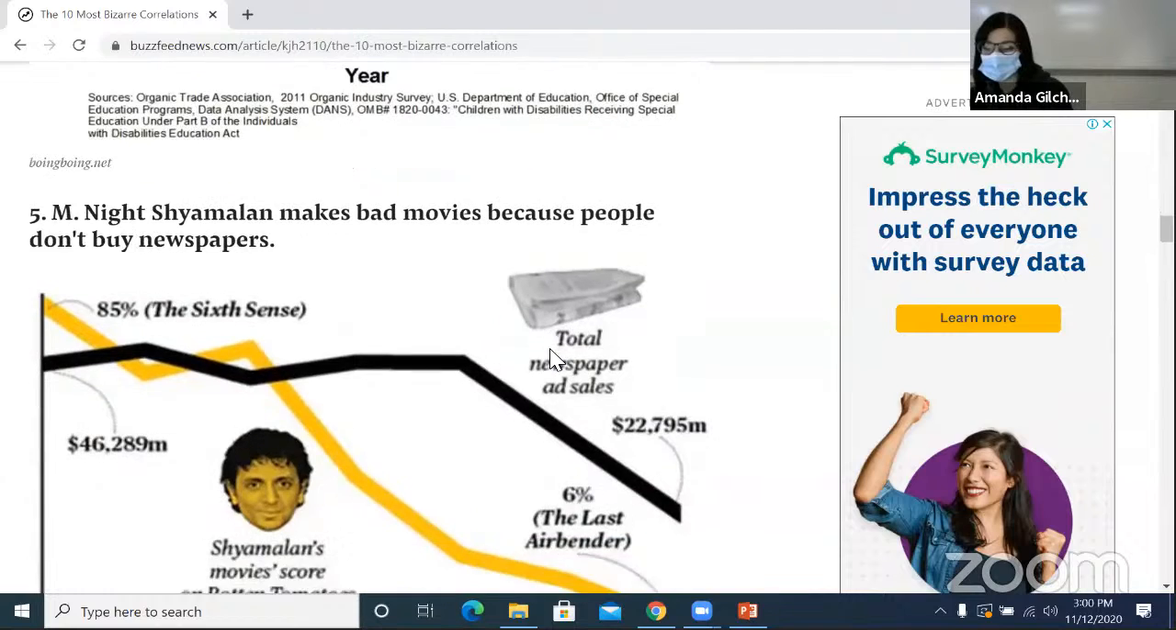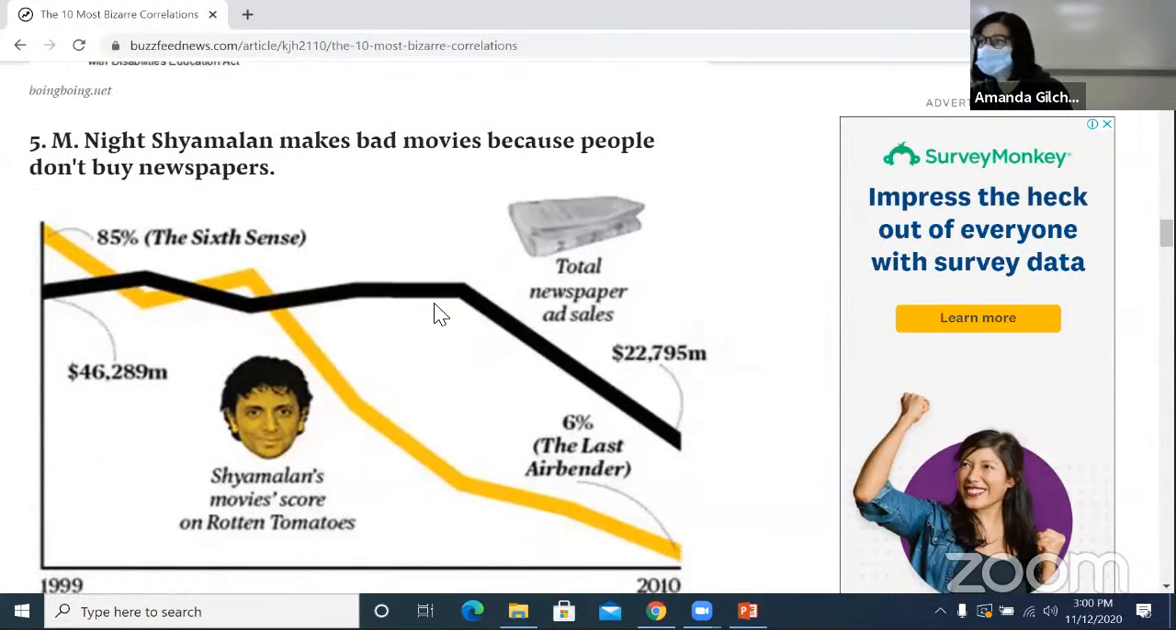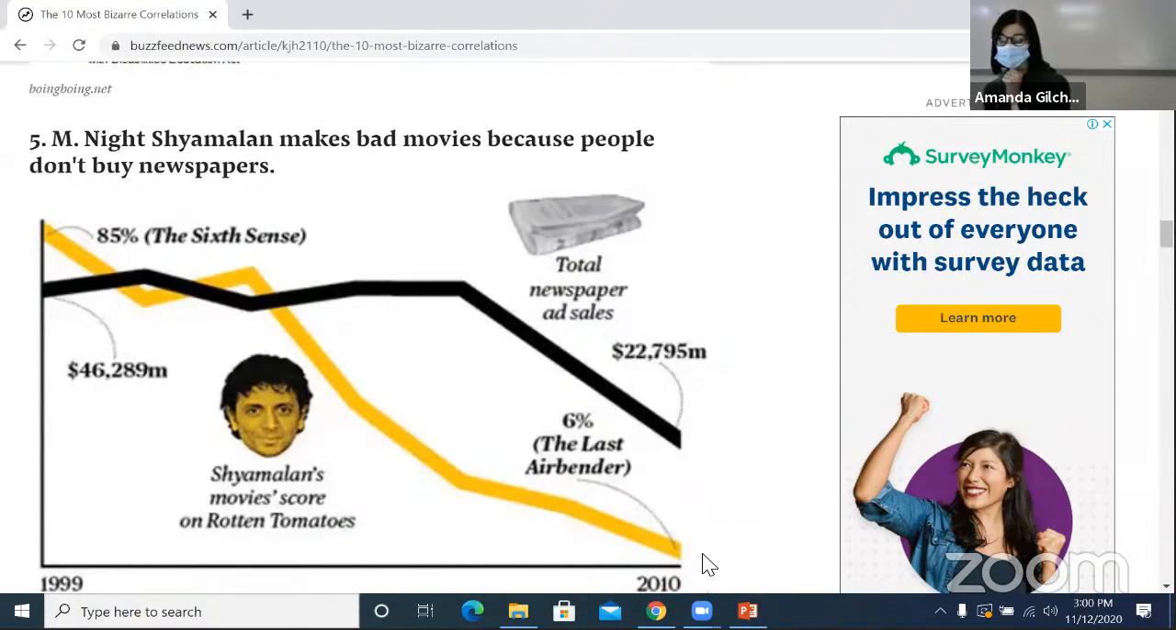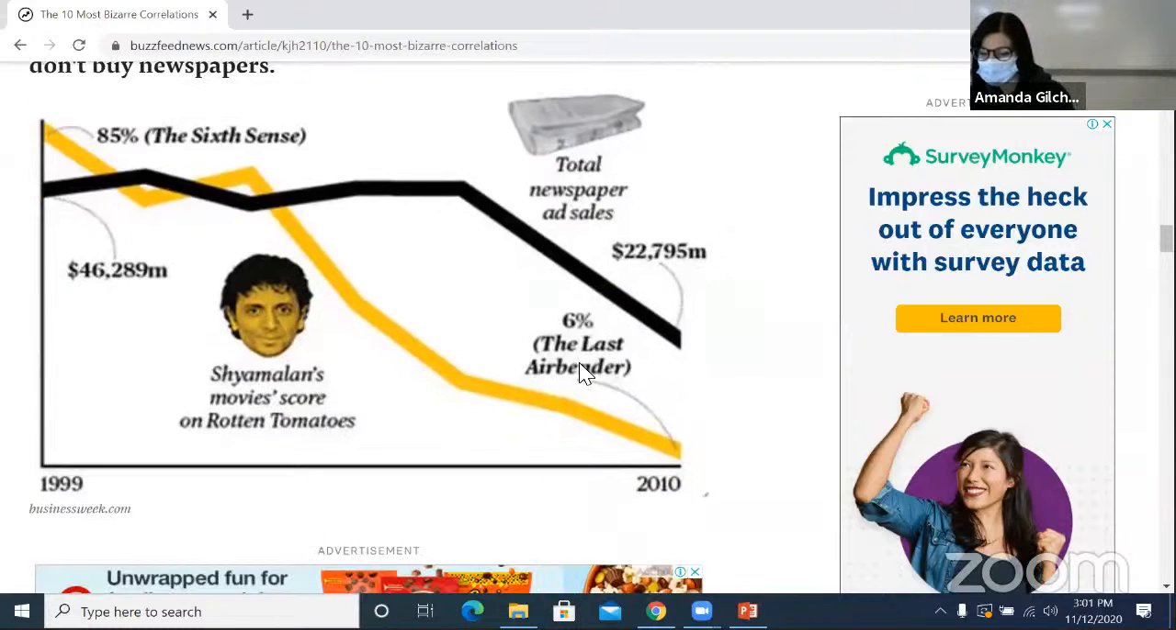Here's another one. M. Night Shyamalan makes bad movies because people don't buy newspapers. So here's his performance from The Sixth Sense all the way down to The Last Airbender in 2010. I would argue I liked Split, even if not psychologically accurate. I also really love Unbreakable, and Glass made me very mad. And then we have total newspaper sales. So by 1999, they're doing pretty well. And then all of a sudden, gee, could it be that there's an additional variable that might explain this? Perhaps the internet, the interwebs.